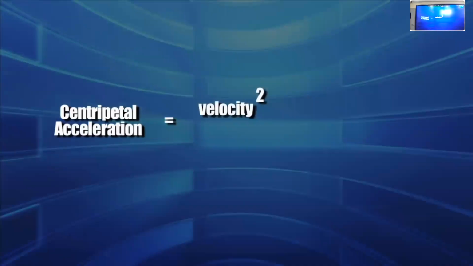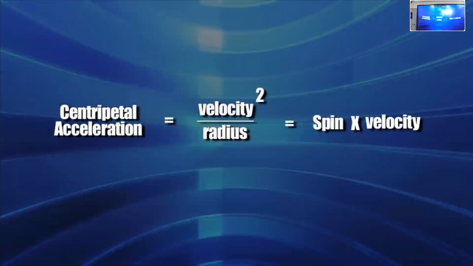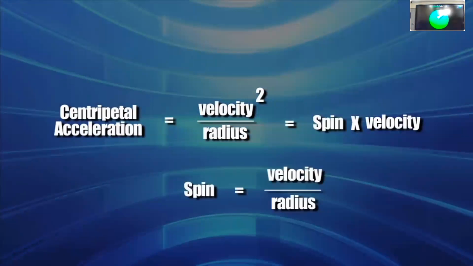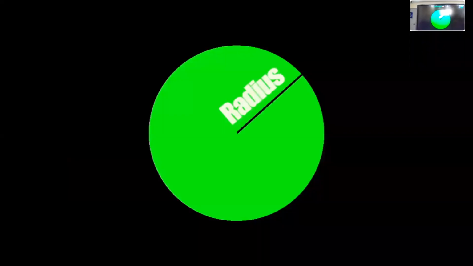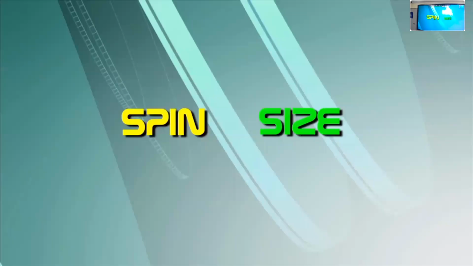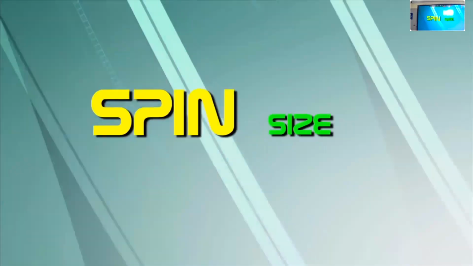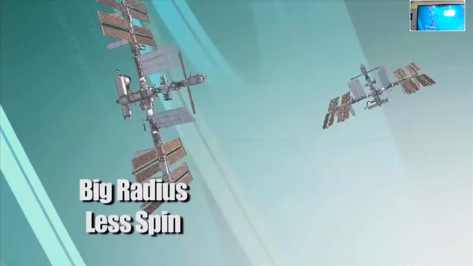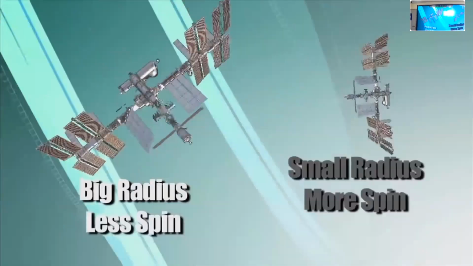Centripetal acceleration is equal to the velocity of the object squared, divided by the radius of the object. Spin is velocity divided by radius. The radius is the distance from the center of the circle to any point on the circle. The spin and size of the radius are actually in inverse proportion. On a spinning station, the larger the radius, the smaller the rate of change needed to simulate gravity. Theoretically, you could do that. Theoretically, you could take a large station and produce, through centripetal force, sort of an artificial gravity to keep everything in its place.